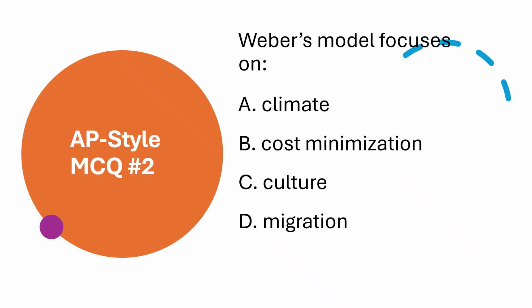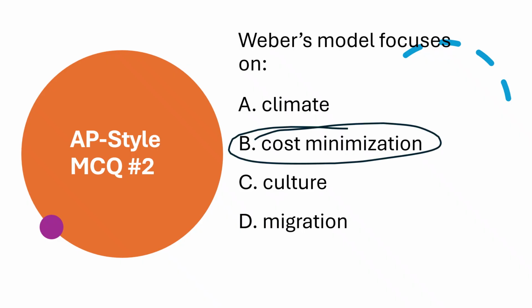Question number 2. Weber's model focuses on A, climate, B, cost minimization, C, culture, or D, migration. Please take 10 seconds, choose the best answer from the choices given. If you chose B, cost minimization, that is correct. Anytime you're looking to place a factory, you want to ensure you minimize your costs, whether it be transportation, whether it be labor, so that you can make a profit.